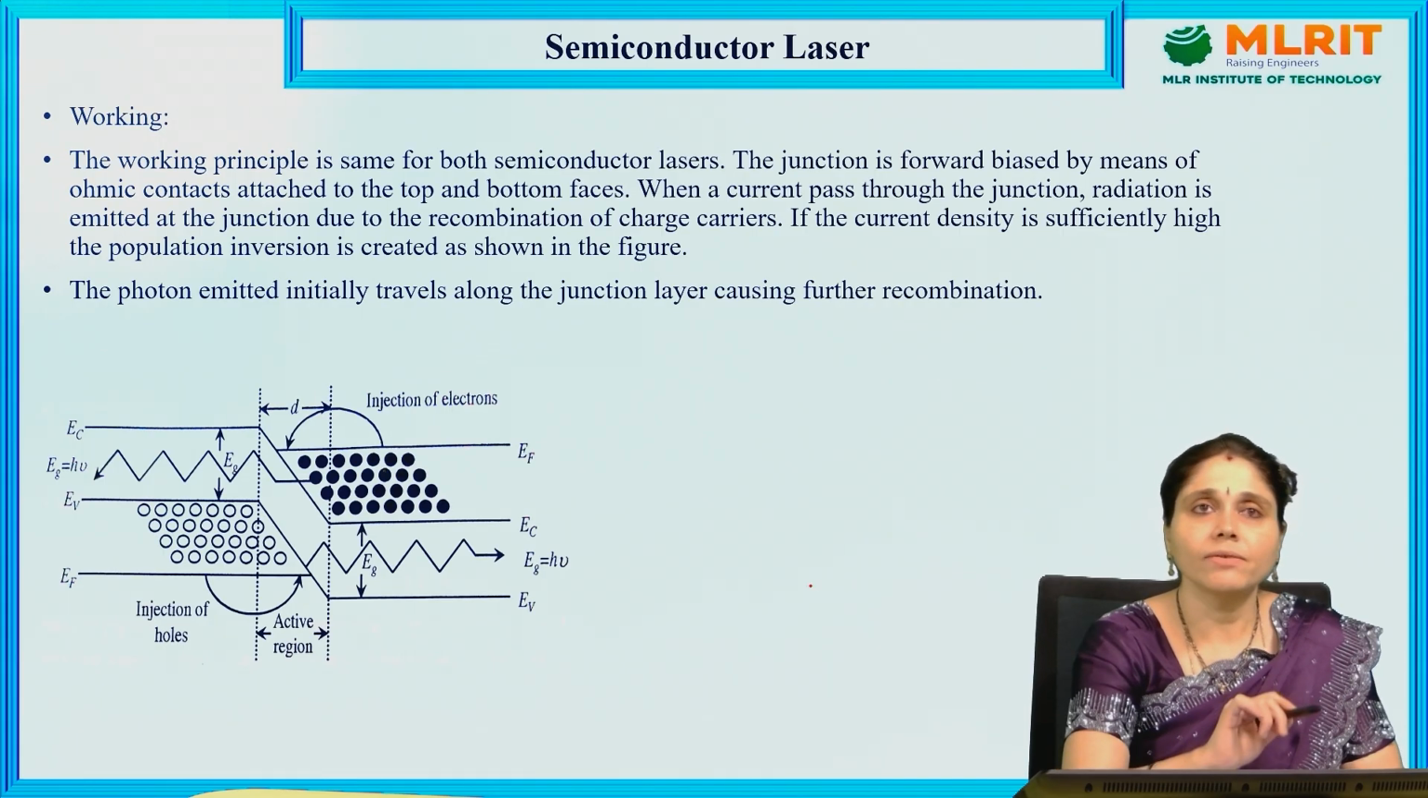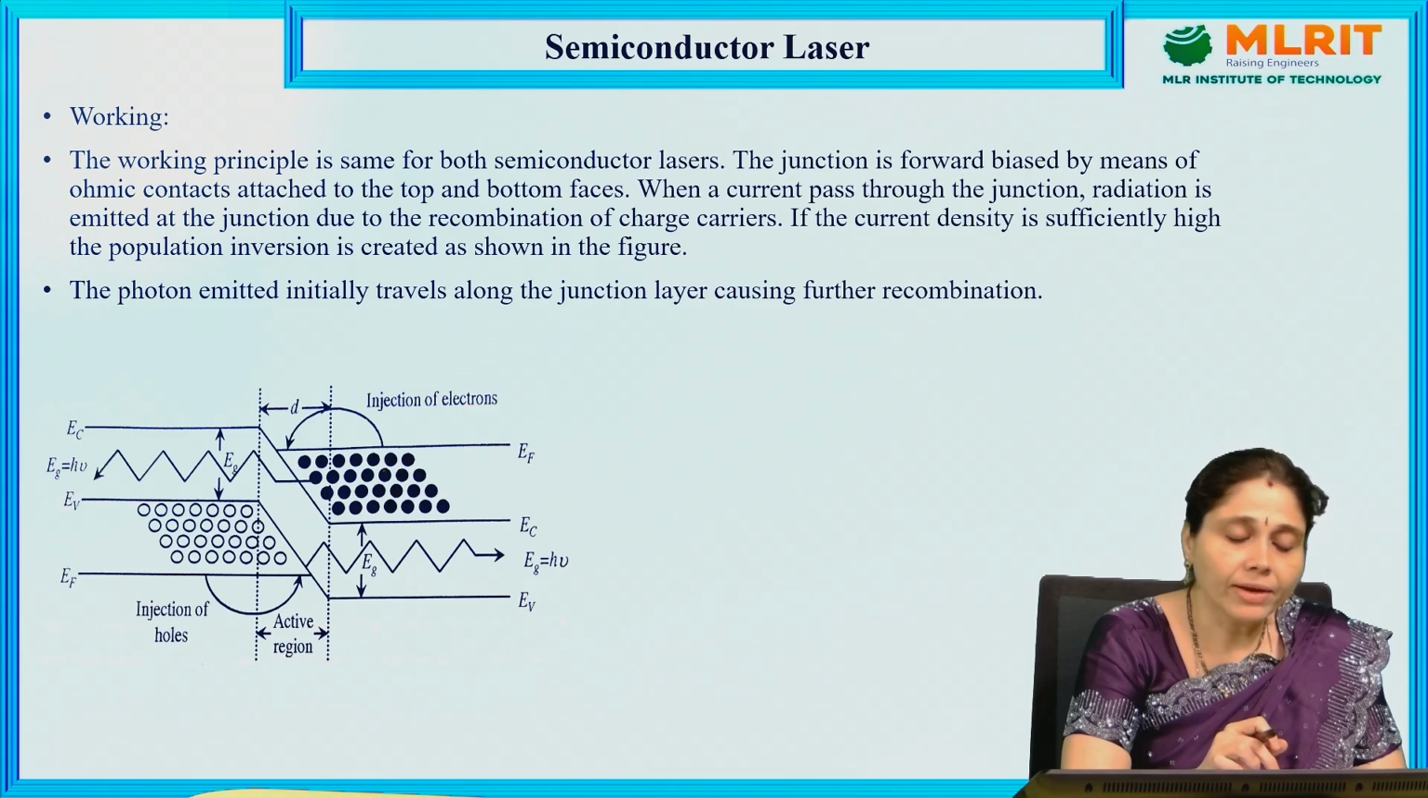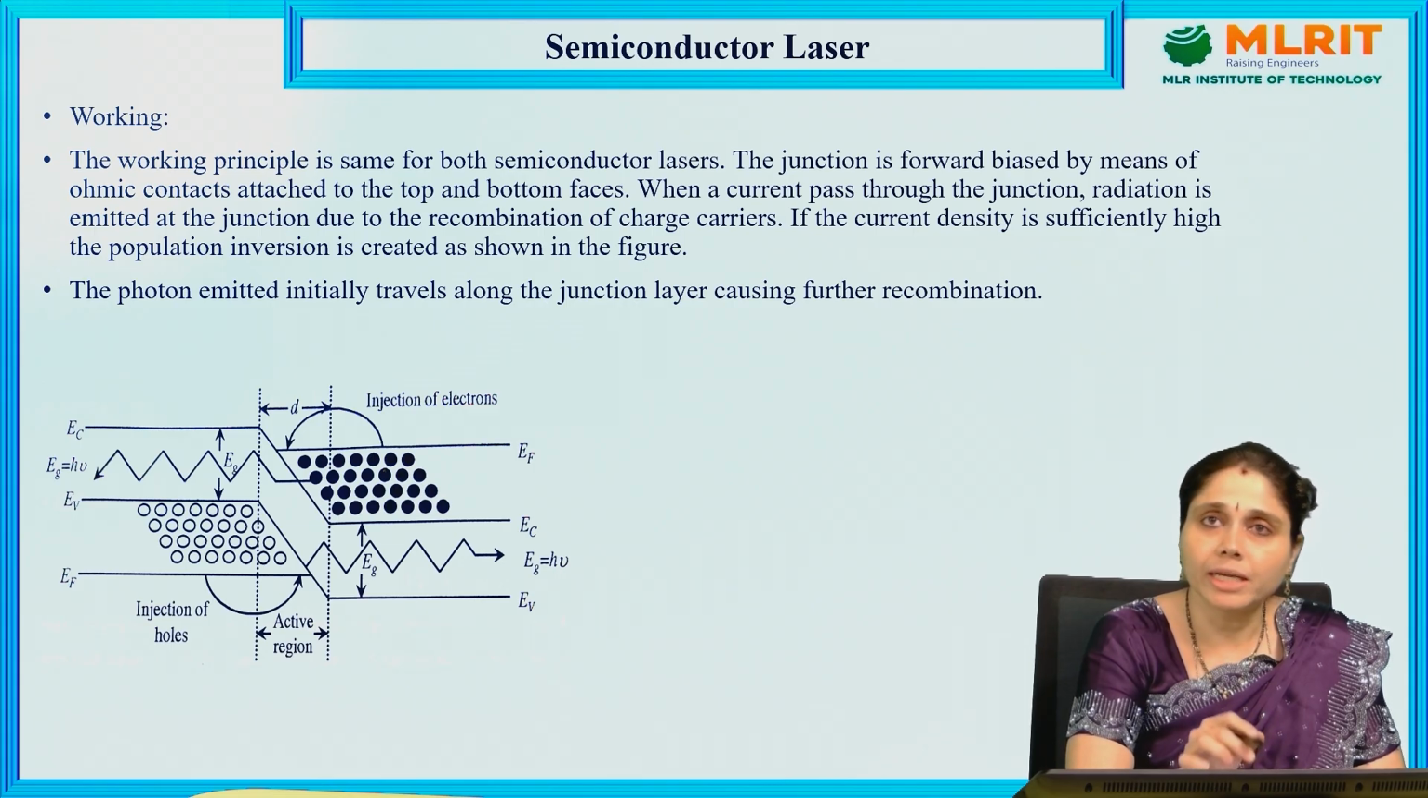Now, this is the working principle. What does the working principle tell? The working principle is the same for both semiconductor lasers, heterojunction and homojunction. The junction is forward biased by means of ohmic contacts attached to the top and bottom faces.